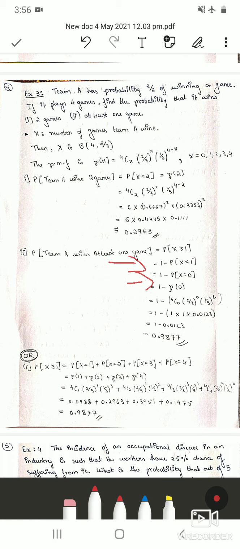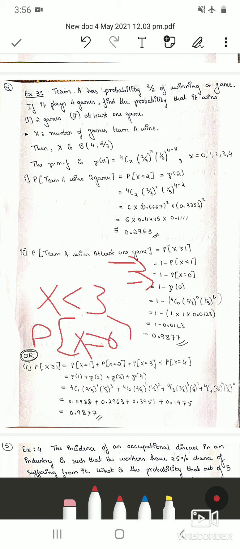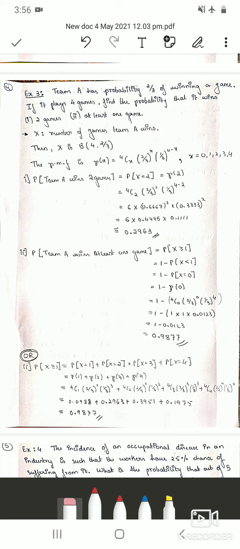probability x is less than 1, it is nothing but you have to calculate probability of x equal to 0. So if it was x is less than 3, then you have to calculate probability of x equal to 0, probability of x equal to 1, probability of x equal to 2, up to 2. If it was equal to 3, then it would be probability of x equal to 3. Up to that you have to solve. Now we have probability of x is less than 1, therefore less than 1 we have only 0. Here you can see we just have less than 1, it is 0. Therefore probability of x equal to 0 we have to calculate.